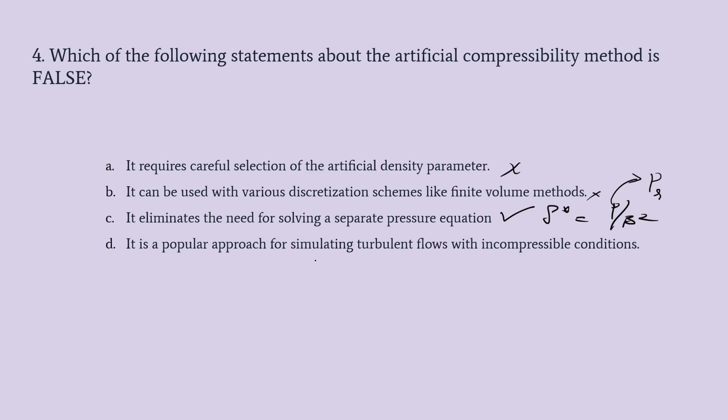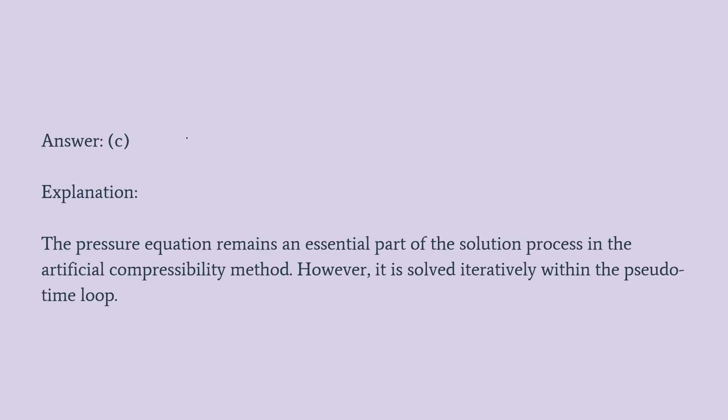Let's also check whether the final option is true or false. It is a popular approach for simulating turbulent flows with incompressible conditions. Yes, we know this method is brought into the picture only because the flow is incompressible. So our option is option C.